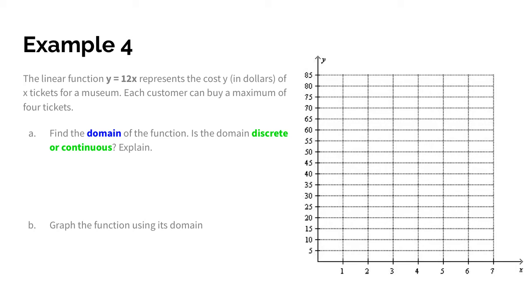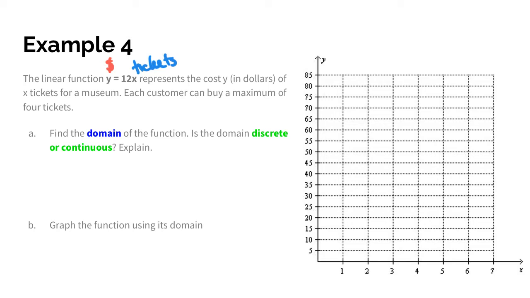So now let's apply this idea, not only of linear functions, but the idea of continuous versus discrete domains. So here we have a linear function y equals 12x. So again, y represents our output, x represents our input. It says here that y represents the cost in dollars of x number of tickets. So y is going to represent the number of dollars, and x is going to represent the number of tickets I purchase. Okay, so what that function represents is that if I were to purchase, let's say, 1 ticket, it's going to cost me a certain number of dollars.